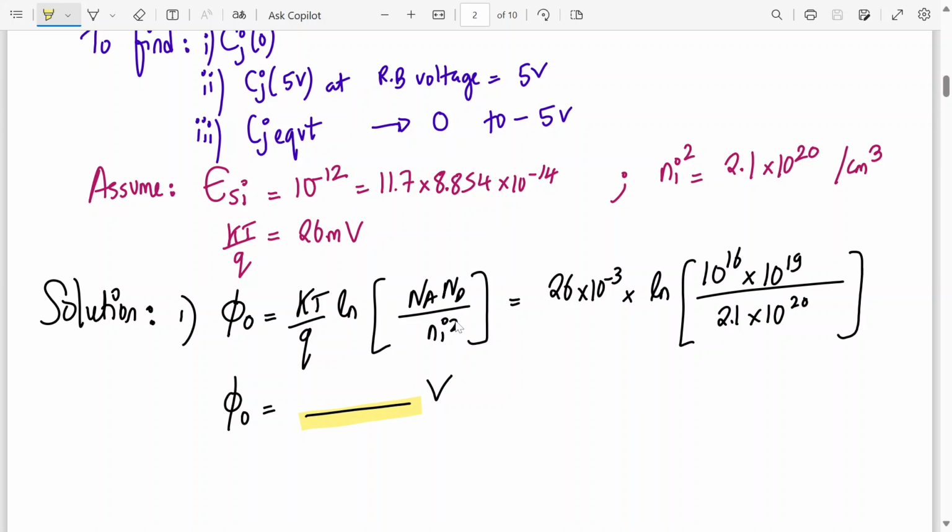So carefully let me know this answer, please. Remember it is Ni square. So Ni square is 2.1 into 10 raised to 20. Remember that. Ni was 1.45 into 10 raised to 10.